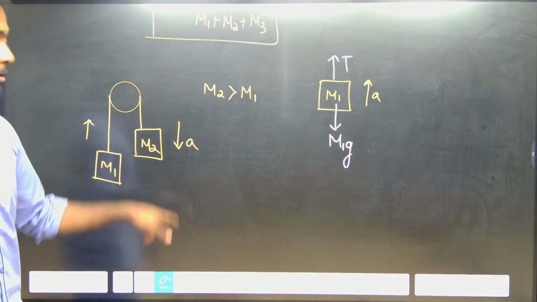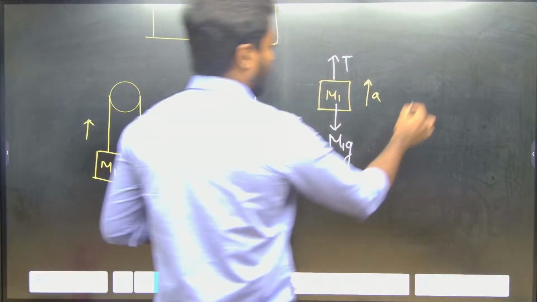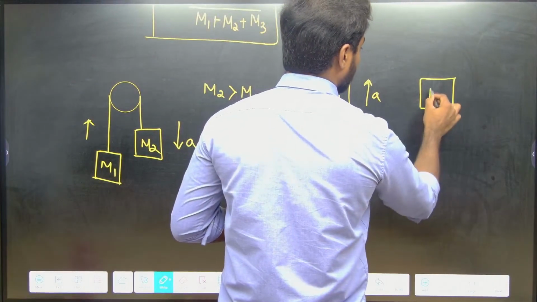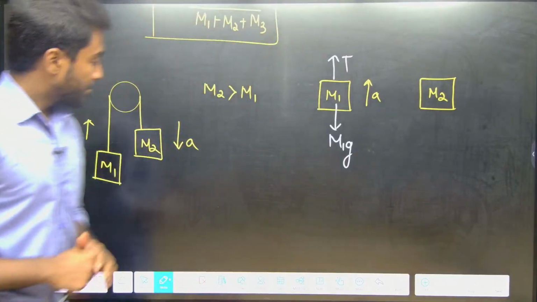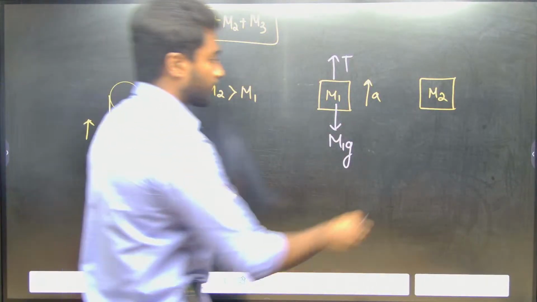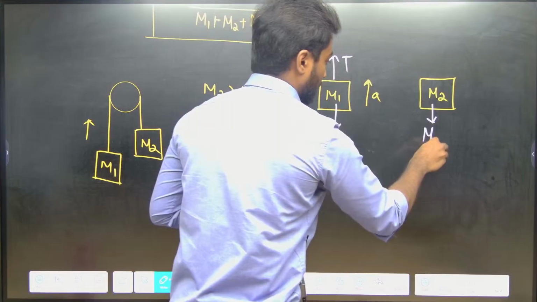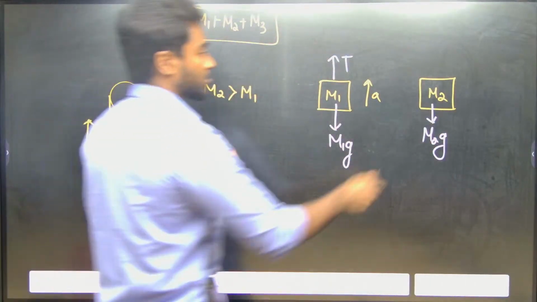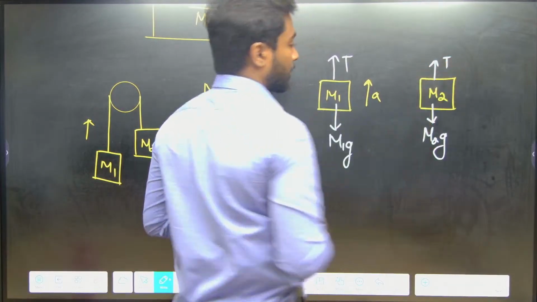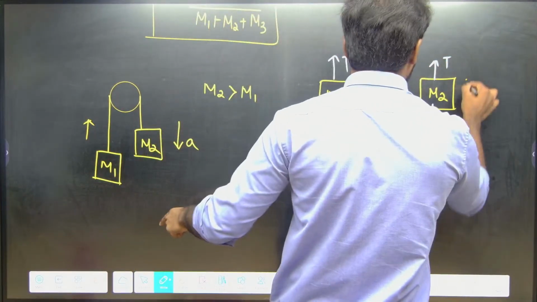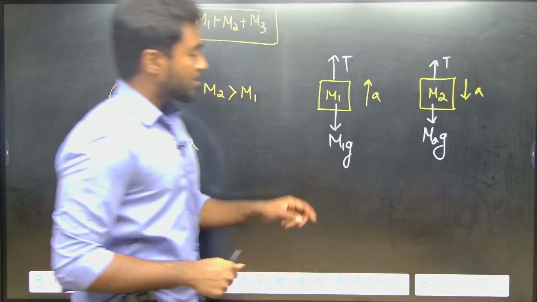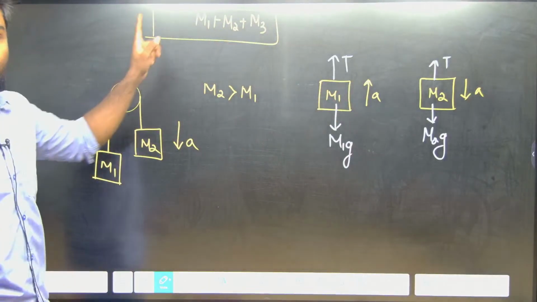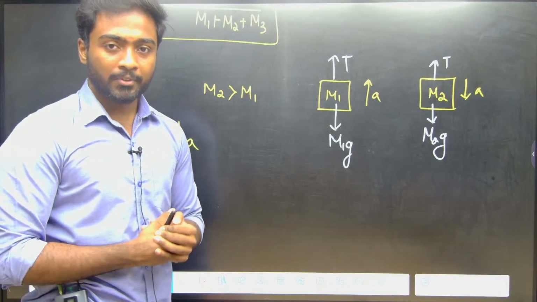What about the next one? M2 is there. If I talk about M2, so weight will be there for M2, M2g. What about the tension? Tension is acting away from the body, which is in the upward direction, T. So what about the acceleration direction towards down? So if you notice, M2 is going down, M1 will obviously and automatically go up, right?